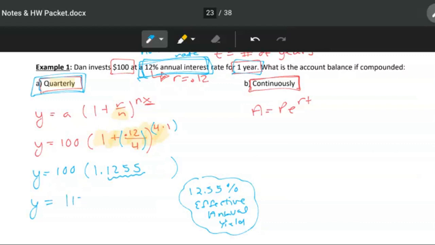You get about 112.55. Right, so not a bad deal. Dan investing $100 for a year made $12.55 extra. All right, let's look at part B, compounded continuously.